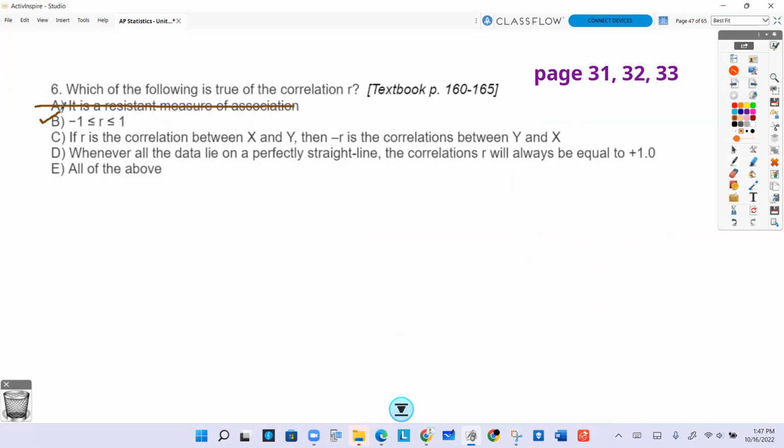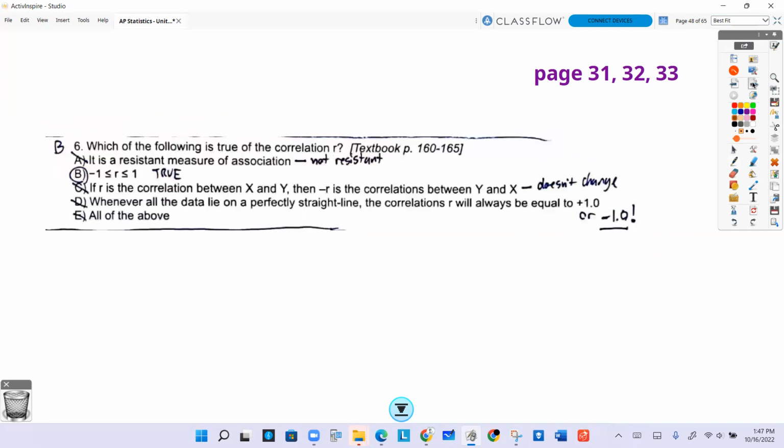That is true. If R is the correlation between X and Y, then -R is the correlation between Y and X. That is false. R will not change if you switch the variables. Whenever all the data lie on a perfectly straight line, the correlation will always be equal to +1. No, it could be -1. Those 2 points have a correlation of -1. So that's not true. And it can't be this one. So it's going to be B.